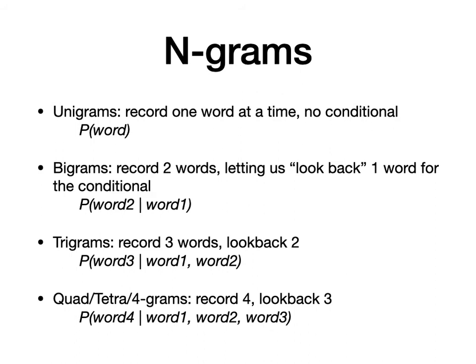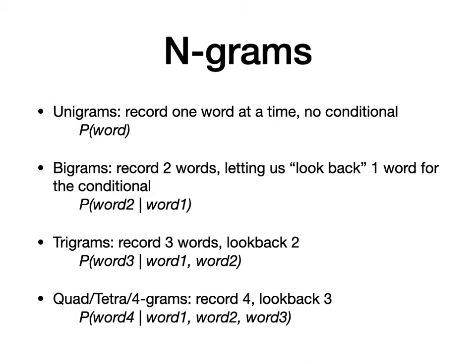Then we might get into quadgrams, tetragrams, 4-grams, whatever you want to call these: record 4, look back 3. But again, remember that the more words we have, the fewer examples we're going to find of that. And it's going to make it so that we're only producing language that is very close to the source material. And that's fine, but again, with models of language, we're trying to get at something general about language and not just the properties of the thing that we made our model look at.